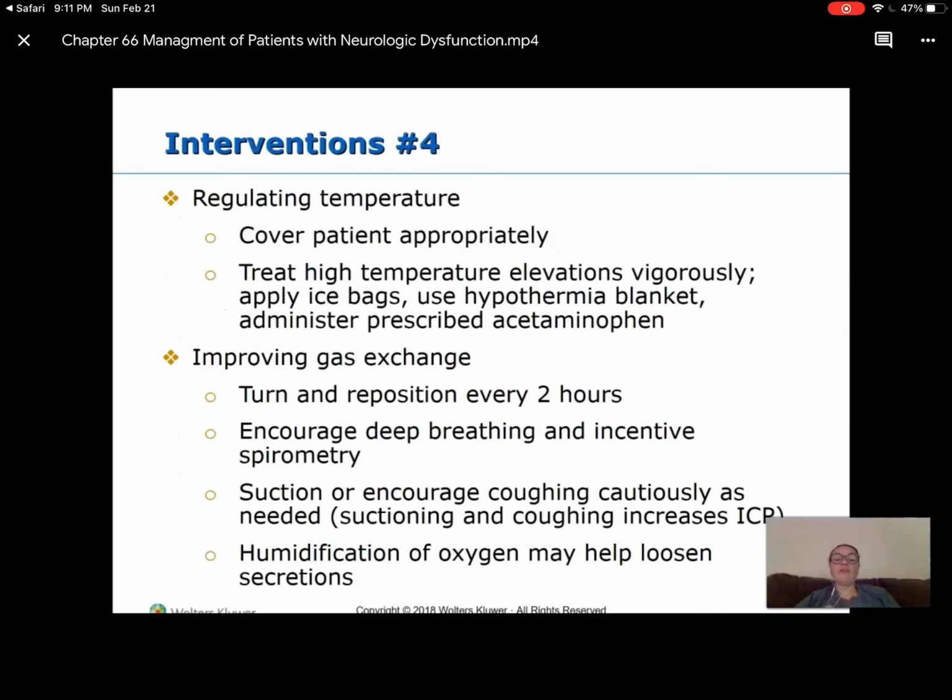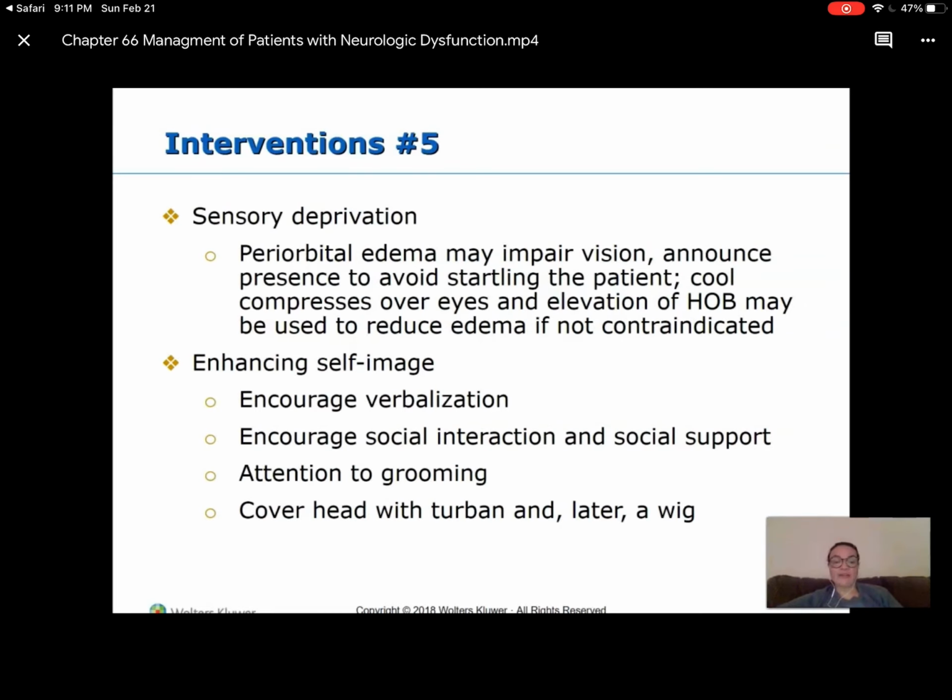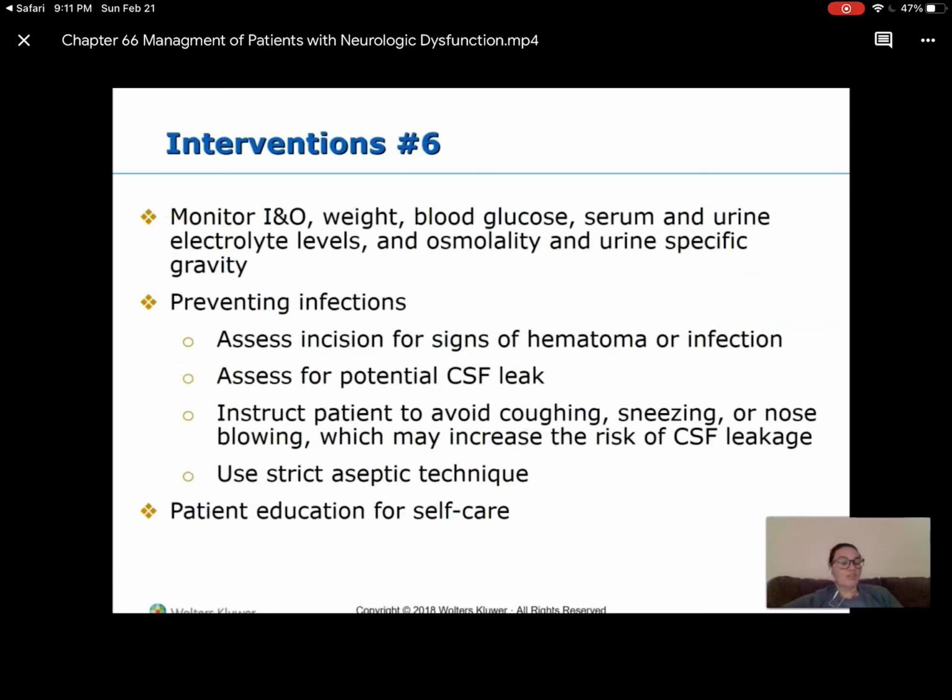All right, so regulating, cover patient appropriately. This is kind of a bit repetitive. We're still kind of going over the same things here. The gas exchange. But again, turning position every 2 hours. Remember from respiratory, those optimal positions for perfusion and for respiratory issues. Suctioning to open that airway and keep it open to decrease any kind of aspiration or any kind of issues there. Humidification of oxygen for the patient. Sensory deprivation, enhancing of self-image, same. That strict I's and O's. That fluid and electrolyte balance, patient education, self-care, assessing for potential CSF leaks. We'll get into that. I think it's the next recording lecture I'm doing right now.